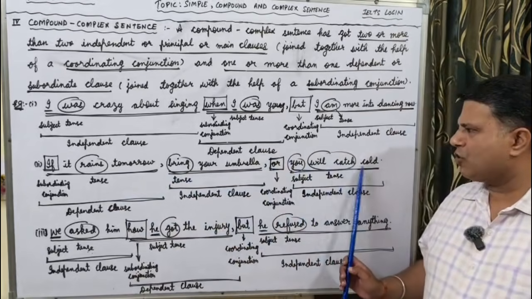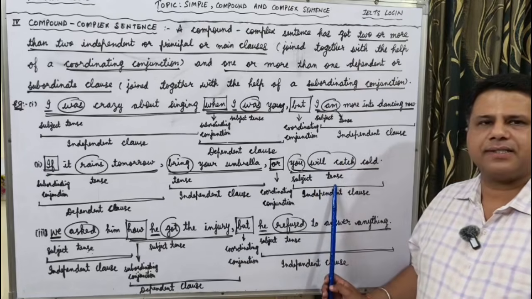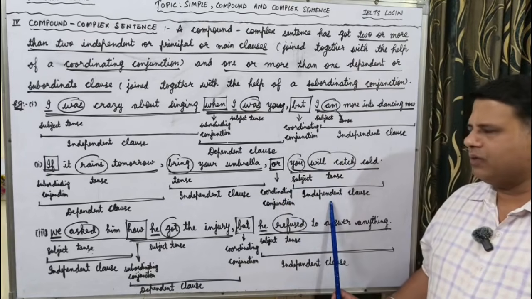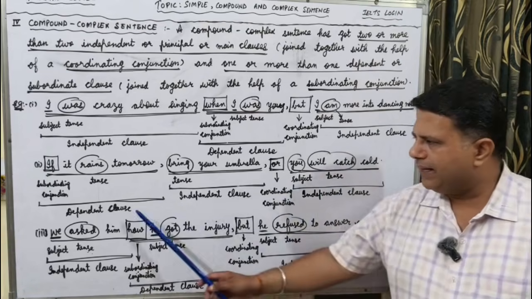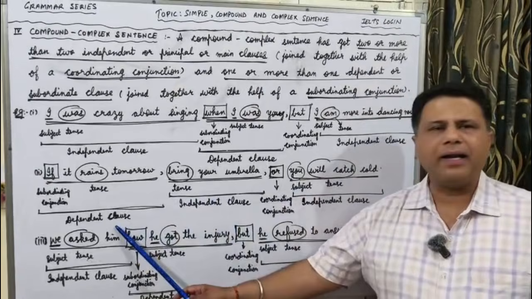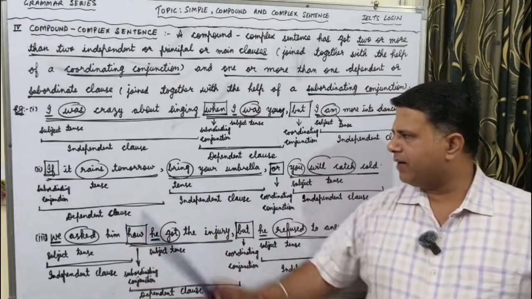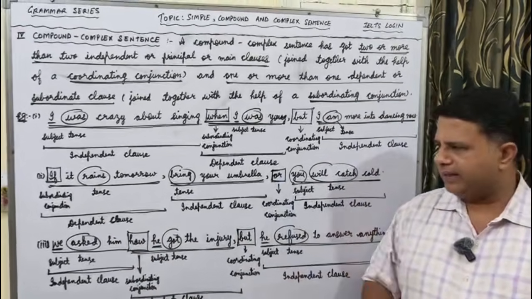Then you will catch cold. You is the subject, will catch is the tense element. You will catch cold is an independent clause. So, two independent clauses, one dependent clause, one subordinating conjunction and one coordinating conjunction.